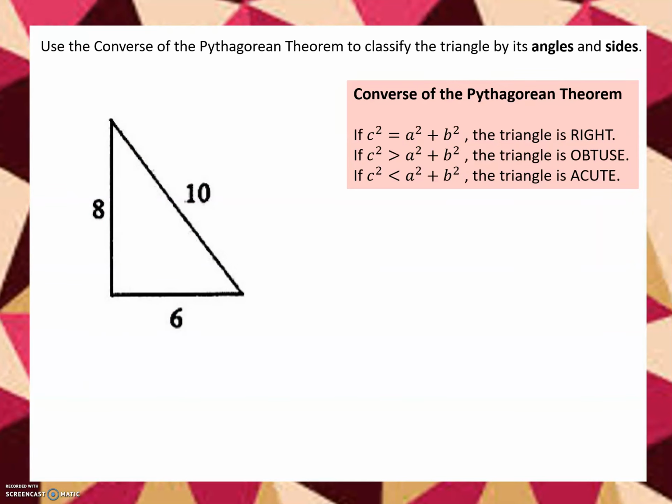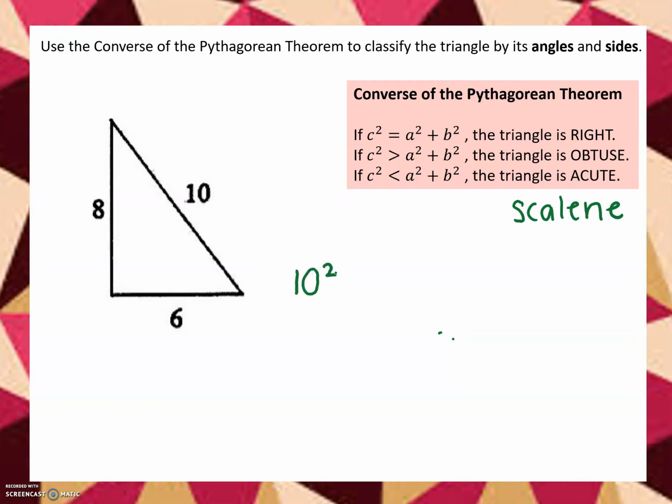Right, the directions say use the converse of Pythagorean theorem to classify the triangle by its angles and its sides. So we're given a triangle here with all different side lengths, which automatically means that classifying it by its sides, it's going to be scalene. So I'm just going to write that here. Now, in order to classify it by its angles, we need to use the converse. Right, and we said that C is always going to be our longest side. So let's use 10 as our C, and we're just going to plug it in.